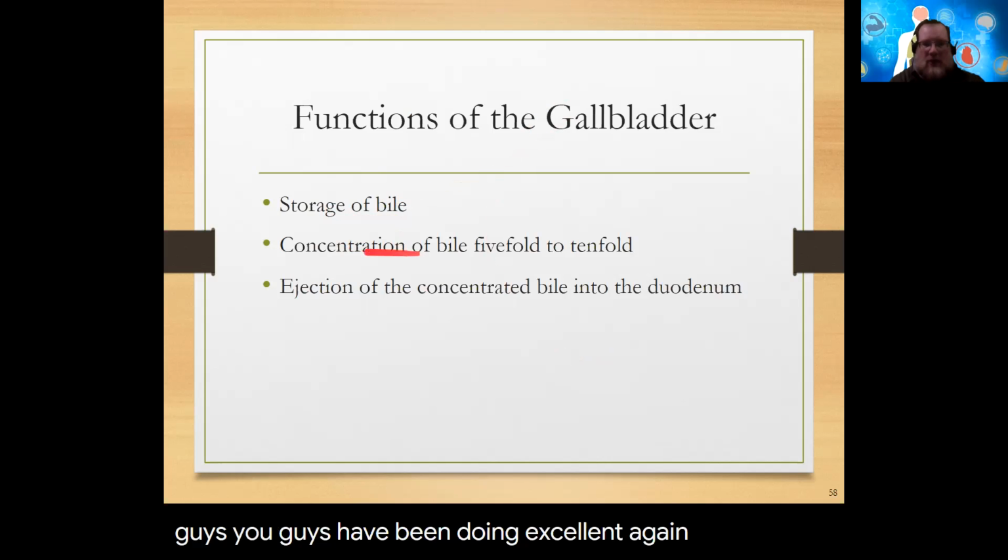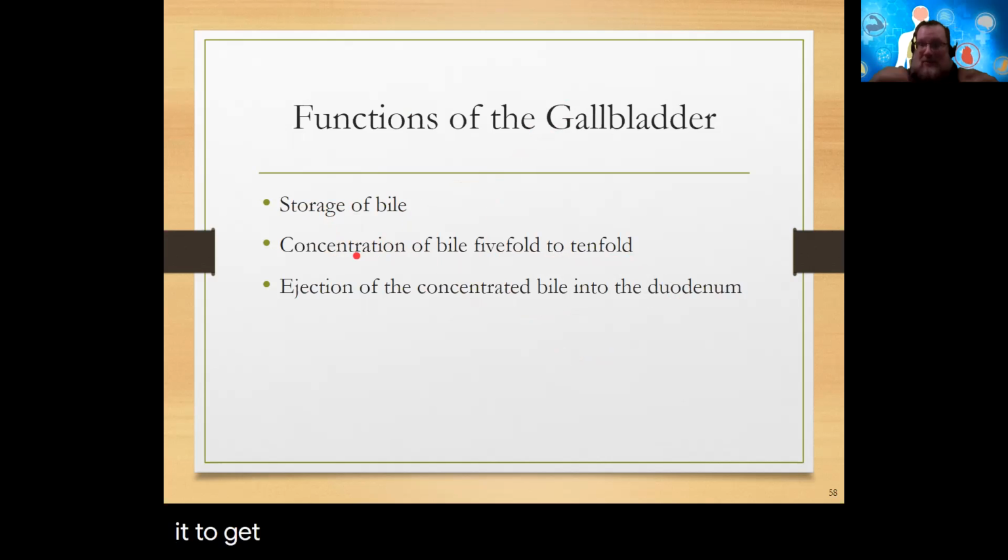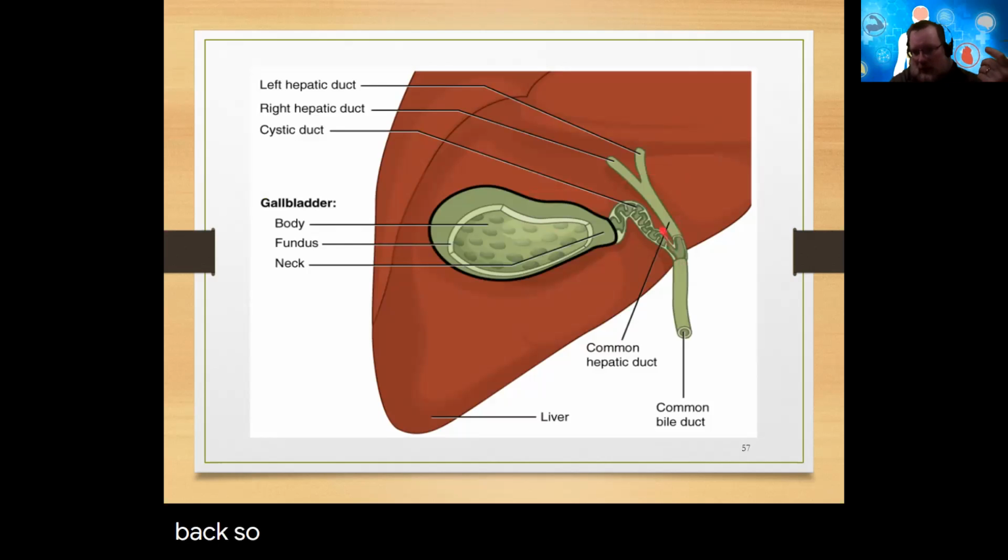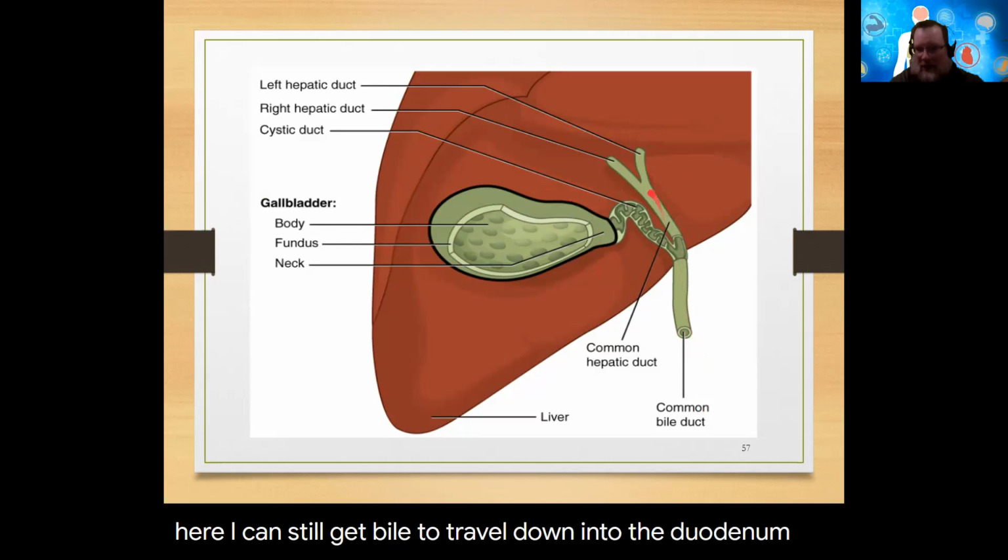Again, concentration of bile, 5-fold to 10-fold. So you need less of it to get the job done. So if you don't have a gallbladder, the liver has to pick up that slack. So let me go back. I could remove the gallbladder, right? Just cut it off here. I can still get bile to travel down into the duodenum because I have this hepatic duct.